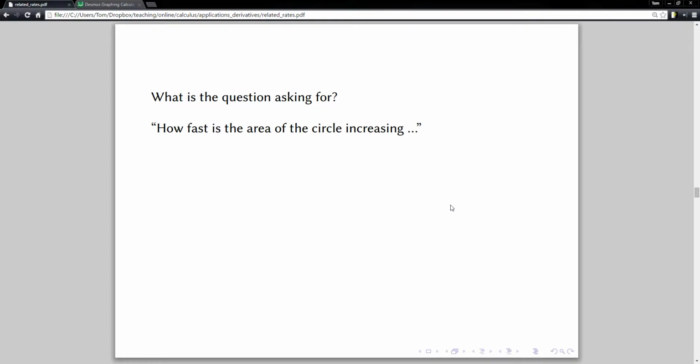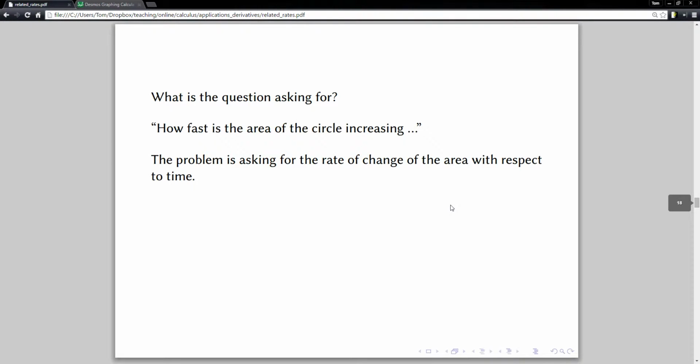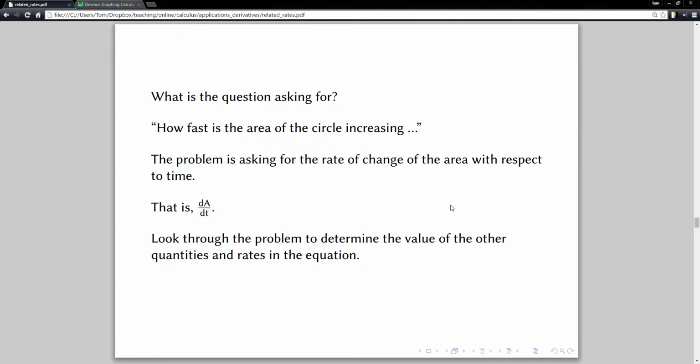Okay, so when they're asking for a rate, they are talking about the derivative. They are talking about the rate of change of the area with respect to time, and that is dA/dt. So this is the unknown in this equation. That's what they're asking us to find. The problem will tell you a value for every one of the other quantities. So now that you know what you're looking for, you need to go back and figure out what they tell you about the other unknowns. Look through the problem and determine the values of the other quantities and rates.